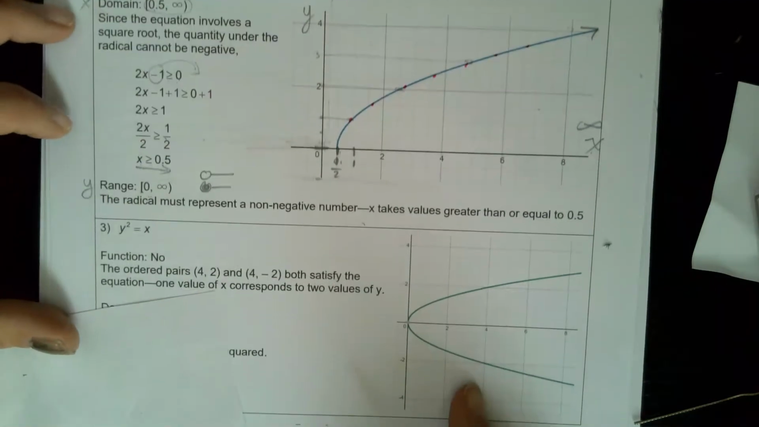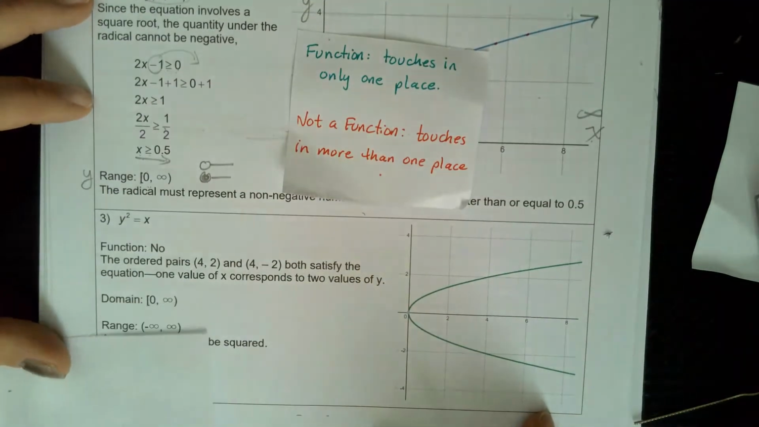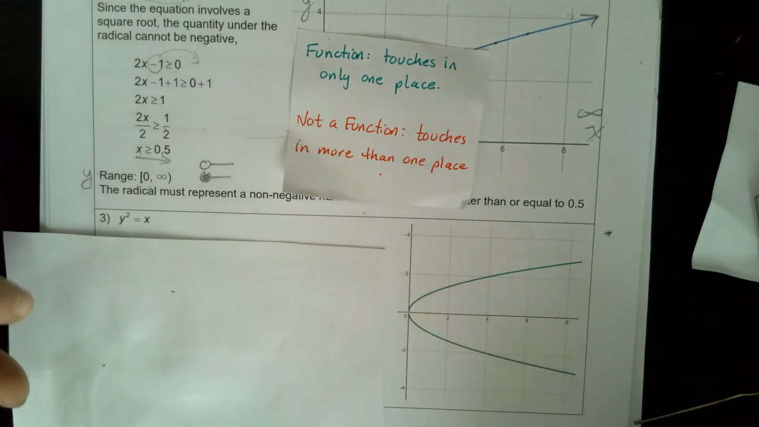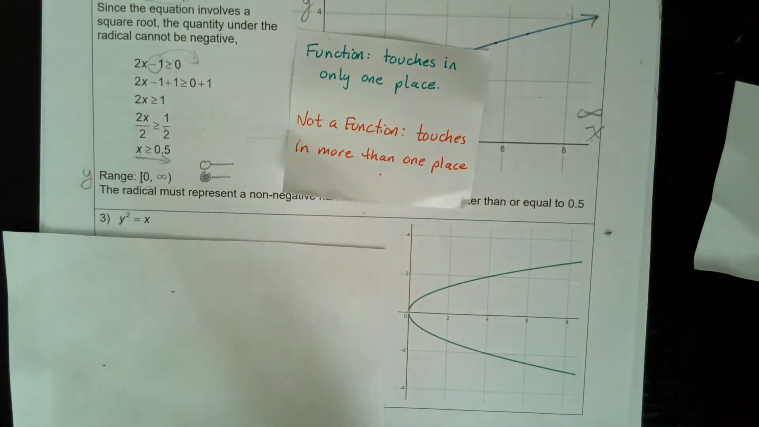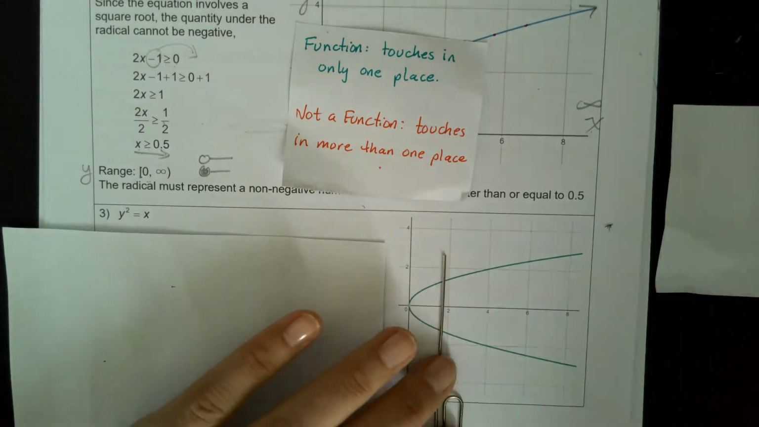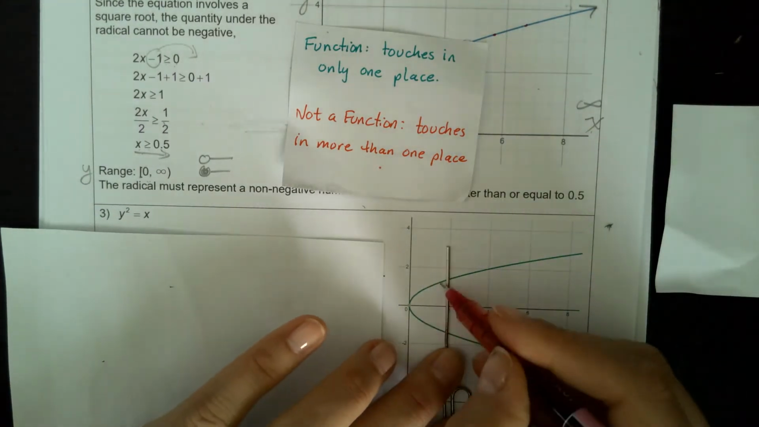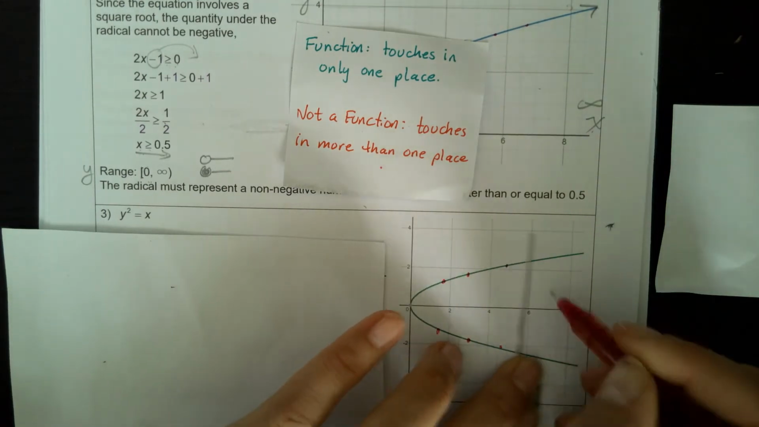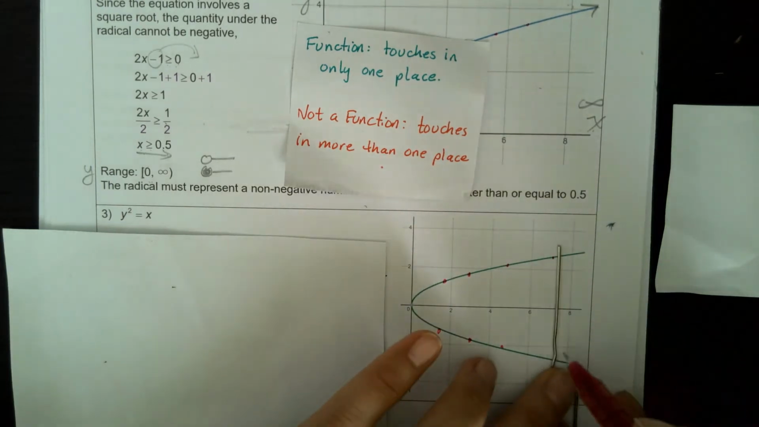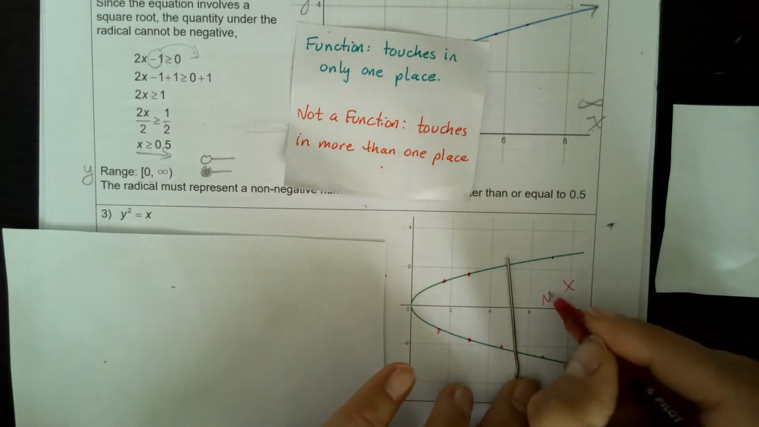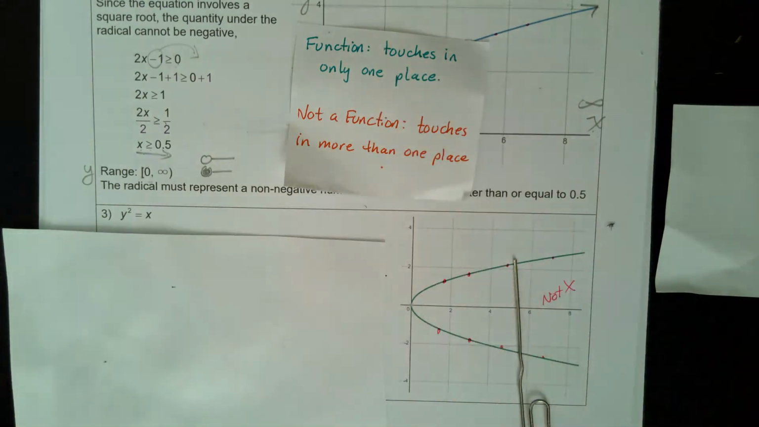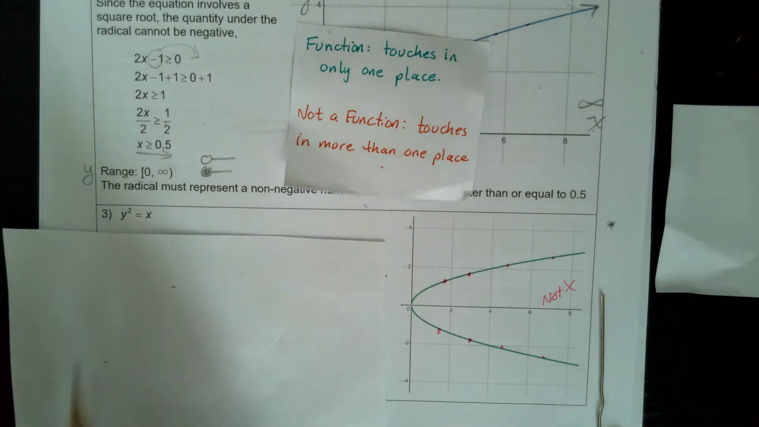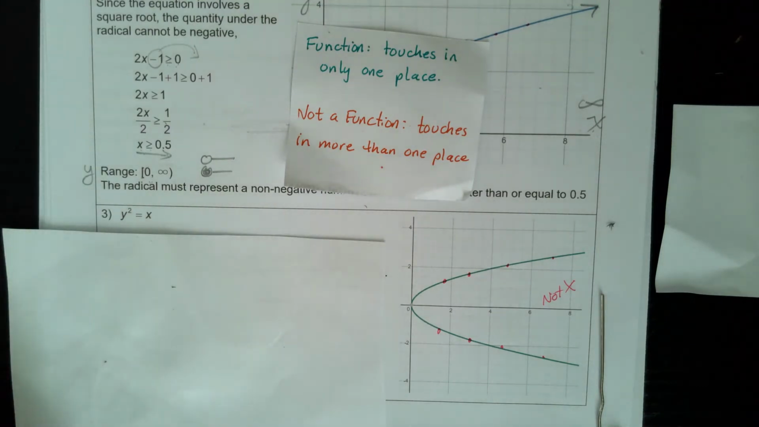Okay, let's look at my next question. We have to say, is this a function? So I've graphed it, okay? And I can see that when I move my vertical line, it touches in two places because it's a parabola on its side. So I know that it's not a function, okay? But maybe you don't want to graph it. You just want to use this equation and say, well, how do I know it's a function or not?